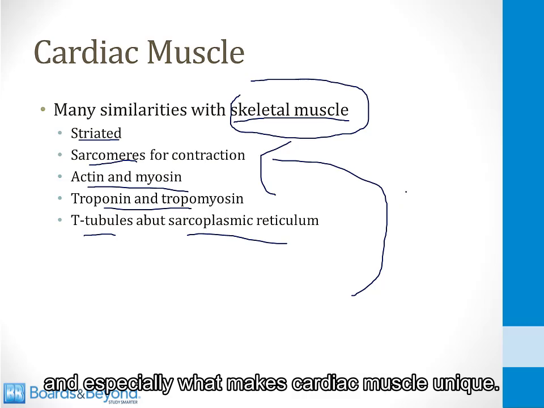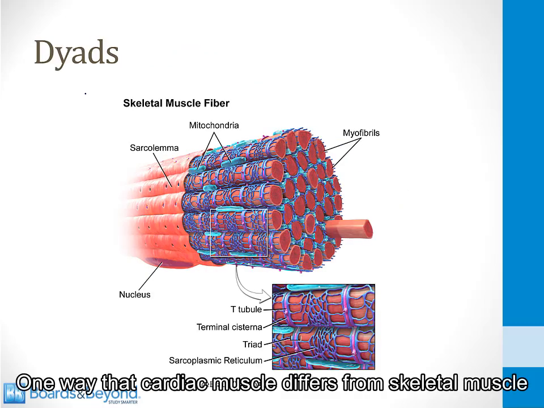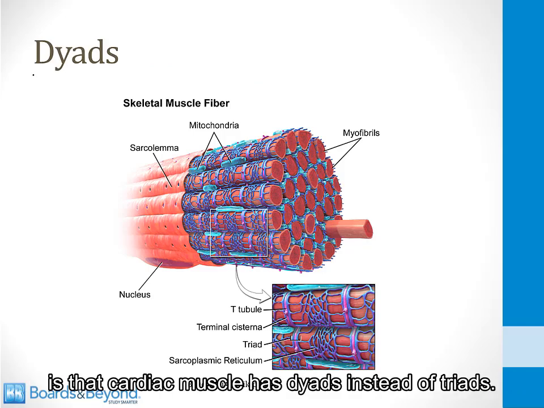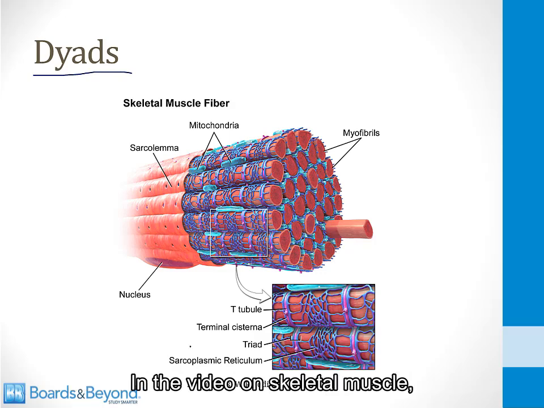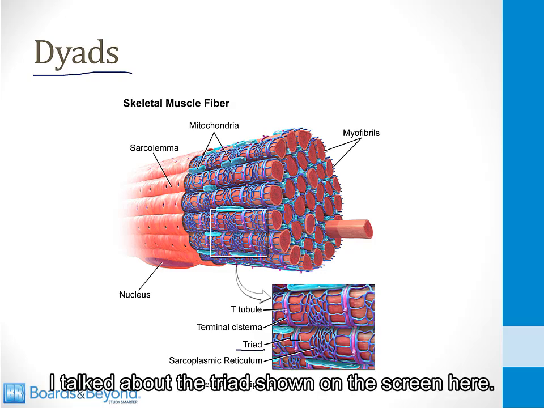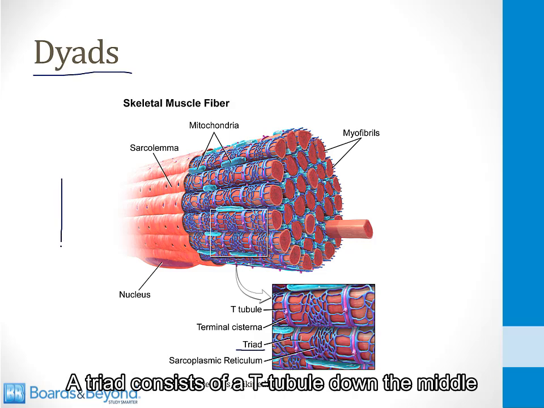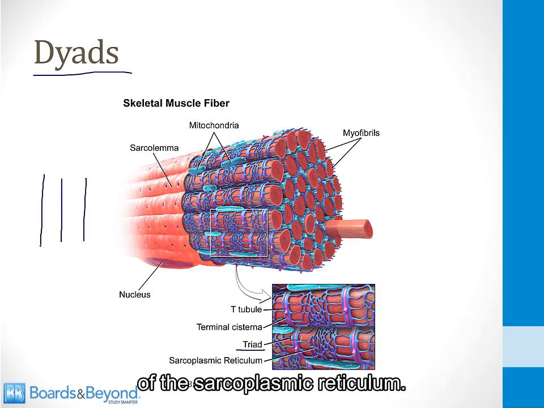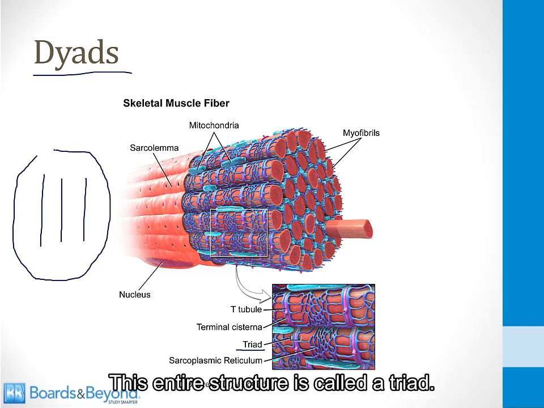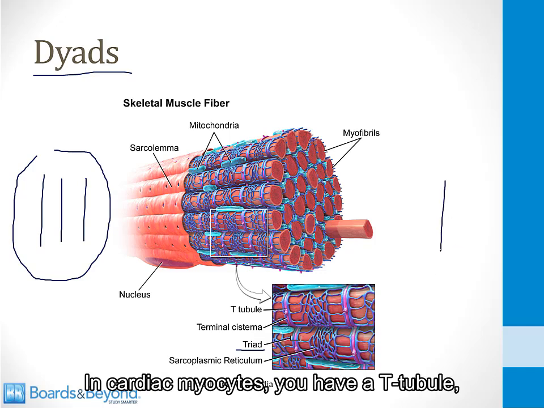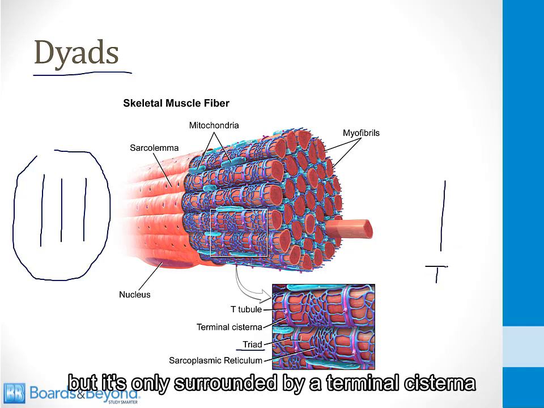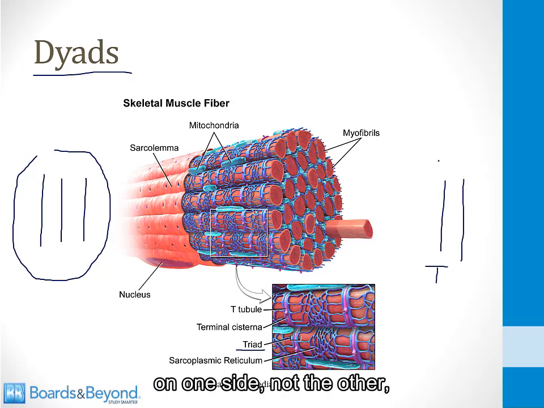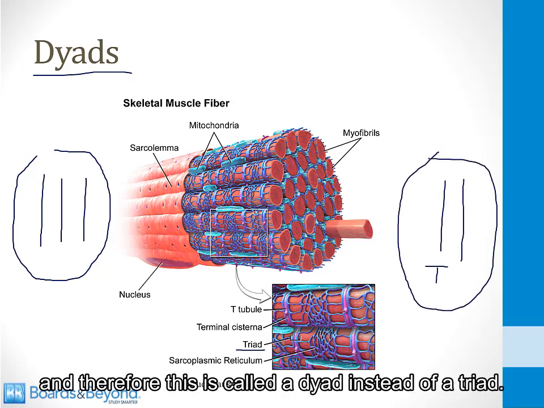cardiac muscle unique. One way that cardiac muscle differs from skeletal muscle is that cardiac muscle has dyads instead of triads. In the video on skeletal muscle, I talked about the triad shown on the screen here. A triad consists of a T-tubule down the middle surrounded by two terminal cisternae of the sarcoplasmic reticulum. This entire structure is called a triad. In cardiac myocytes, you have a T-tubule, but it's only surrounded by a terminal cisterna on one side, not the other, and therefore this is called a dyad instead of a triad.